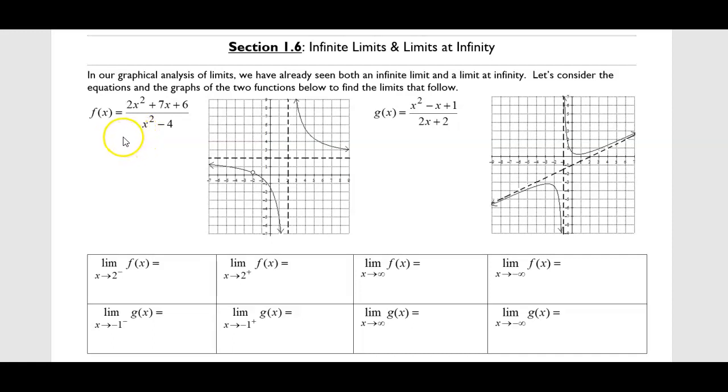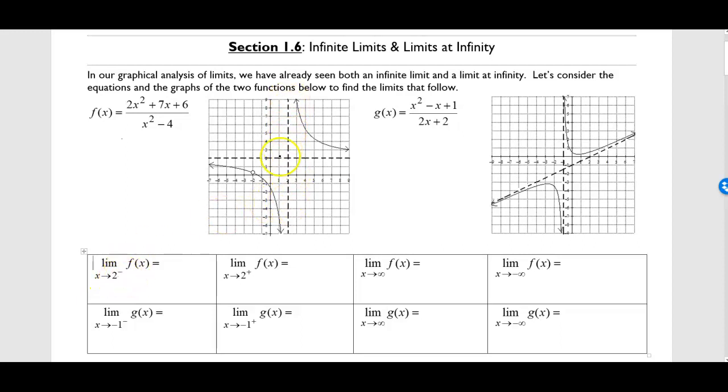In section 1.6, we'll be talking about infinite limits and limits at infinity. So let's take a look at these two equations and the graphs, and we'll find these limits. If we have a graph, that's usually the easiest way to find the limits, so we'll focus on those first. This first problem asks us to find the limit as x approaches 2 from the left.